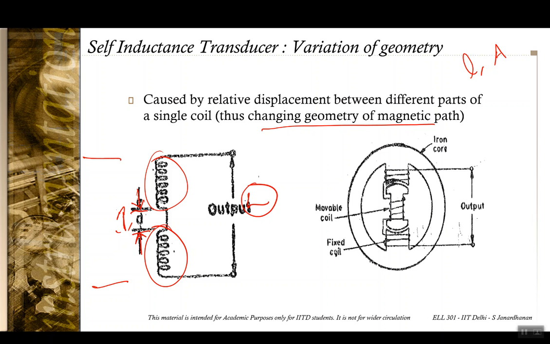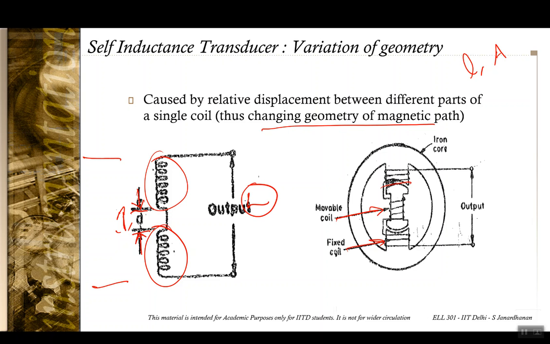inductance L. And similarly here you can have a rotary version of that also, where you have a movable part of the coil and a fixed part of the coil wound around the same iron core, and these two, the movable coil and the fixed coil, are connected in series.